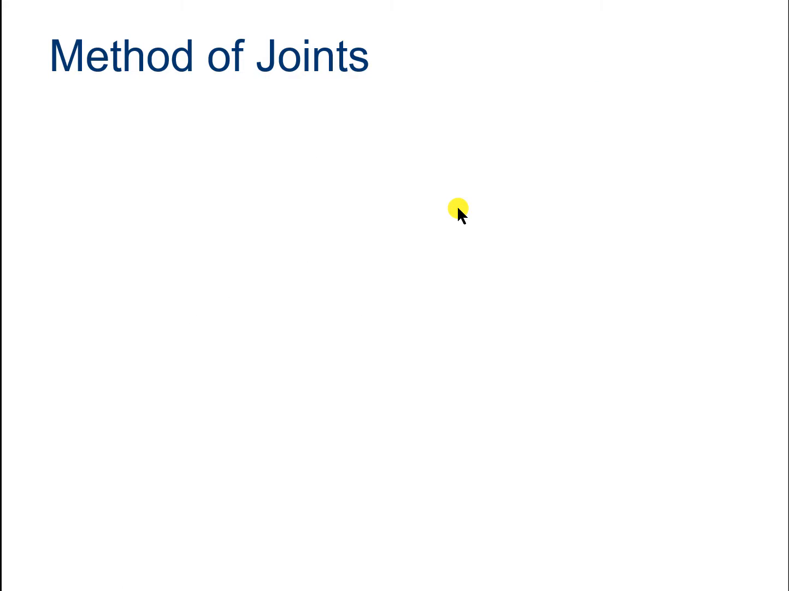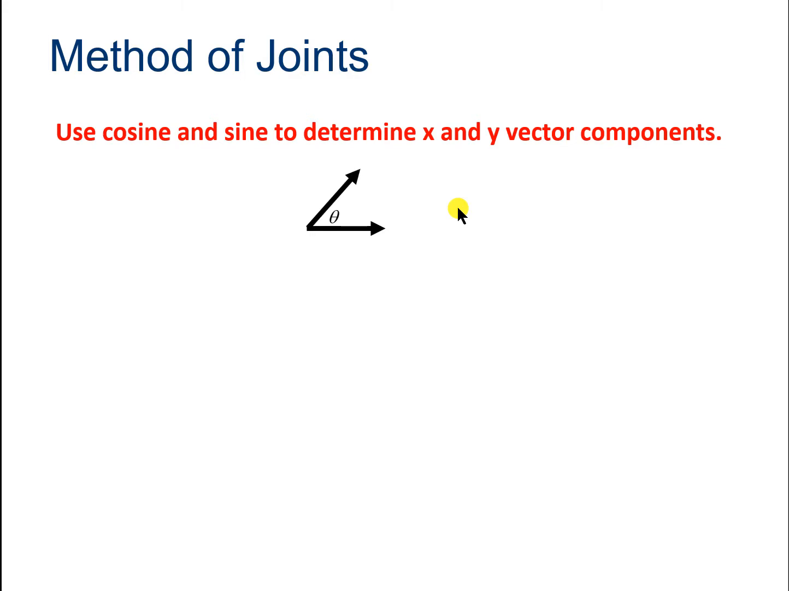Now we're going to get toward the interior of the truss, and we're going to use something called the method of joints. We're going to use cosine and sine to determine the x and y vector components of forces. Of course, force is a vector, and any vector can be broken down into its components on 2 mutually perpendicular axes. Typically we'll use x and y. We'll use trig to calculate those components.